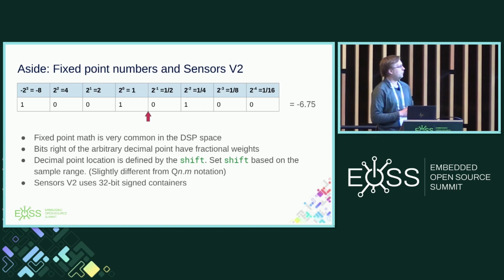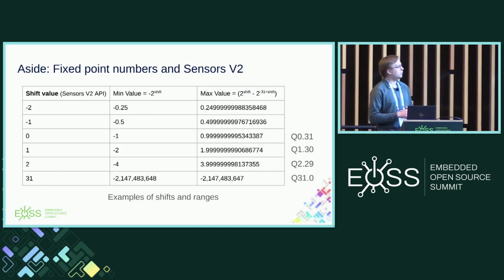All right, so if you have a sensor that's spitting out really large numbers, you can trade off some of those fractional bits to have more space or more headroom on the integer side. And the location of this decimal point is defined by the shift value. This is a little bit different from the Q notation that you might be familiar with from the DSP world, but it implies the same thing. Next slide, I've got a couple examples of what different shift values mean in terms of range.